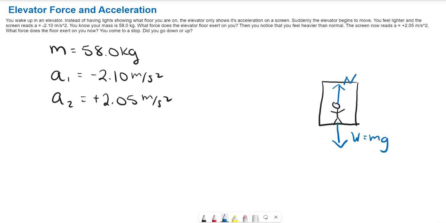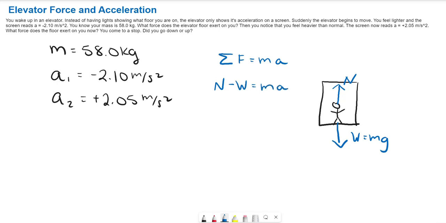Note that this would also be the same force that a scale would read on the elevator, since that's common in elevator problems. But it's the same as the force from the floor. So we're going to set this problem up in the same way we would if we had a scale, right? We're using Newton's second law. The sum of the forces, or the net force, equals mass times the acceleration. The two forces acting are N, the normal force, in the positive direction, and the weight in the negative direction, so N minus W equals ma.